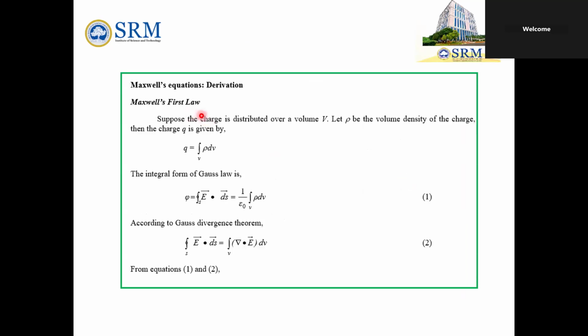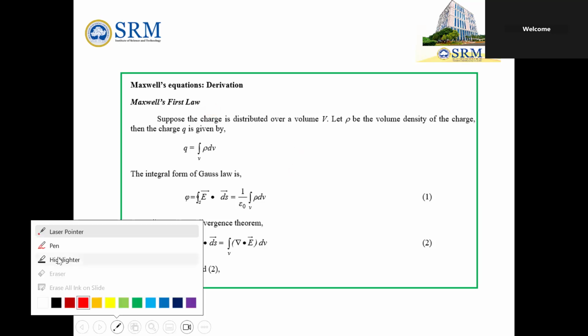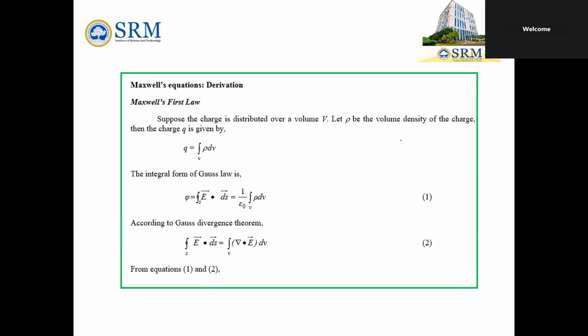The Maxwell first equation is derived based on Gauss law. What is Gauss law? You know very well. Generally, we simply say Q equals rho dV, where Q is charge and V is volume, and let us consider any closed surface. This is any closed surface.